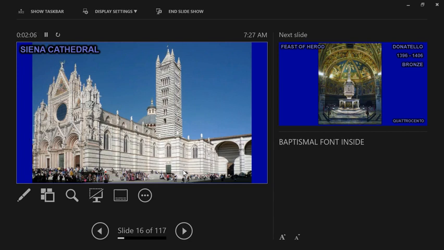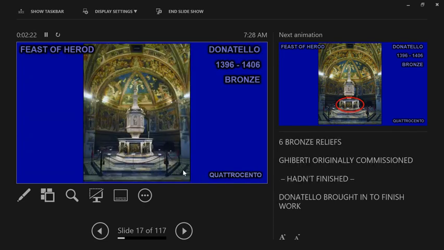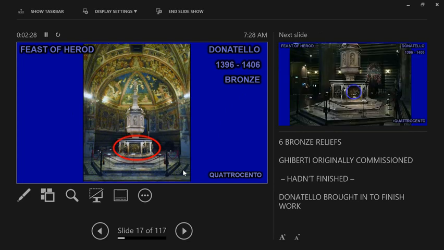Remember, Italian cathedrals all look very similar because they have white marble on the outside with a green marble that makes lots of stripes and geometric shapes. Anyways, inside the baptistry, there is this baptismal fountain, and it has 6 bronze reliefs on it.